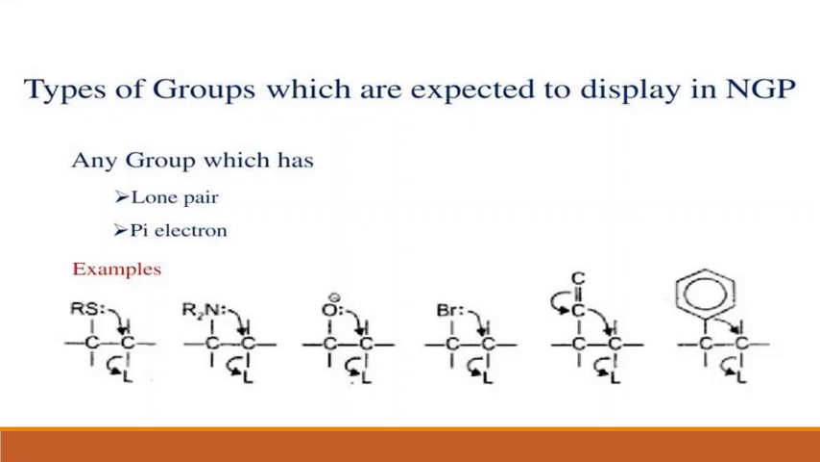Next is O minus. O minus has rich electrons. Bromine has 3 lone pairs of electrons, and one of them can be donated and it can behave like a neighboring group. Here a carbon double bond is also there, and an aryl group is also there, that is a phenyl group, and both of them have a pi electron cloud, which is easily polarizable and can be donated during the substitution process.